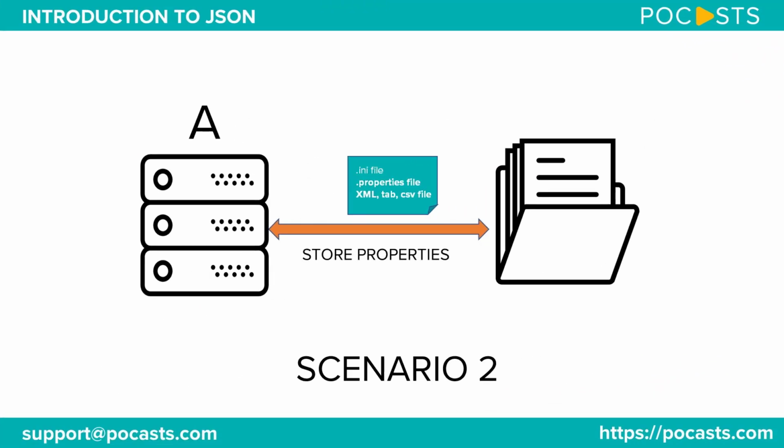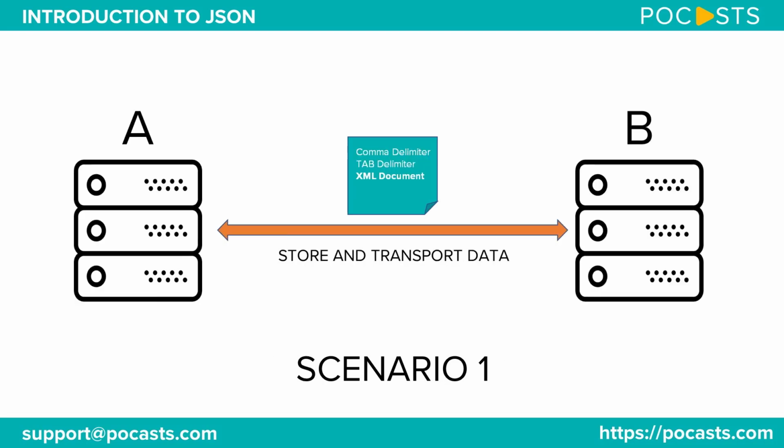Scenario 2: system A wants to save some data for future reference, like a configuration file or user settings. Then system A can use .ini files or .property files to save the configuration or the user settings of the system. Okay, so systems store data or exchange data over the network with other systems, and we have seen different formats, like tab delimited, comma delimited, .ini, .property and XML files.